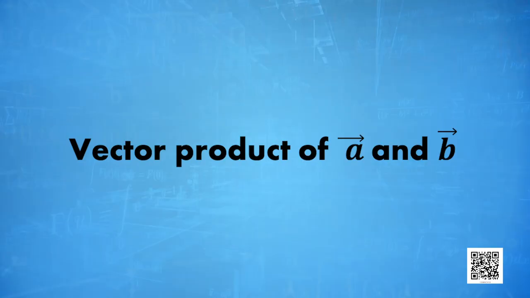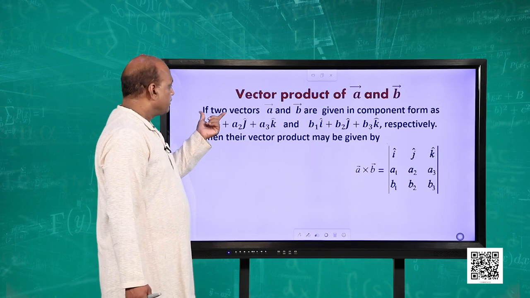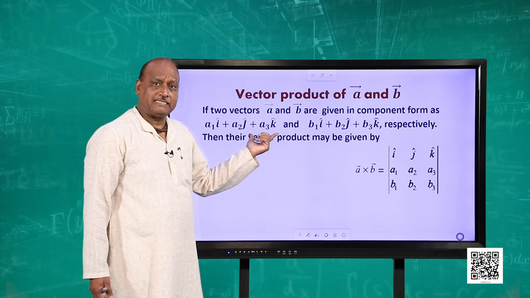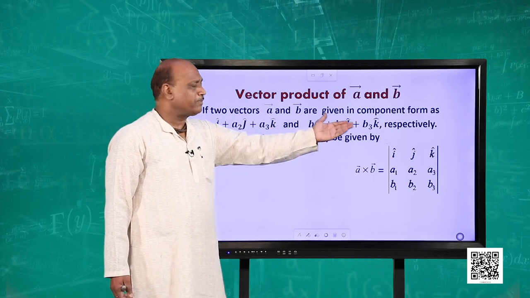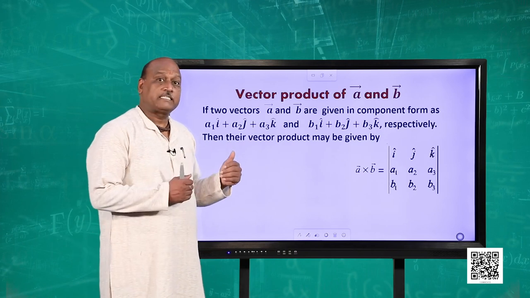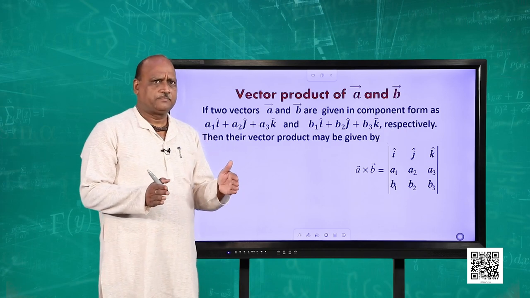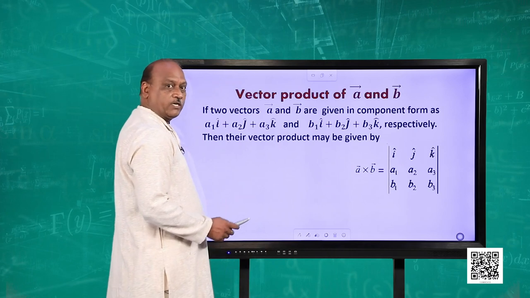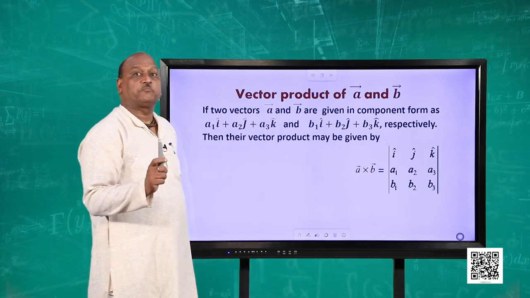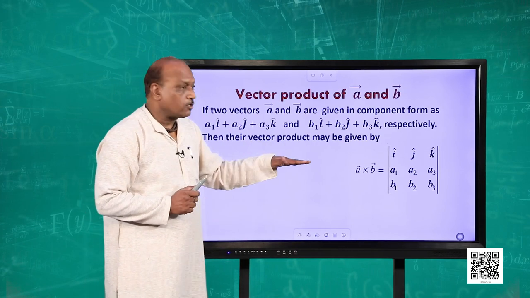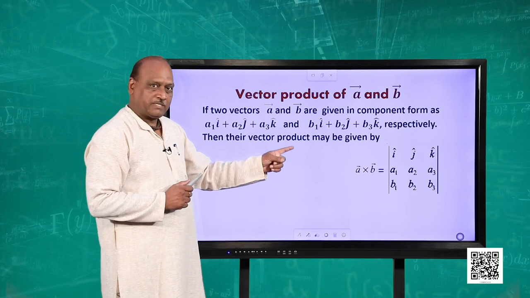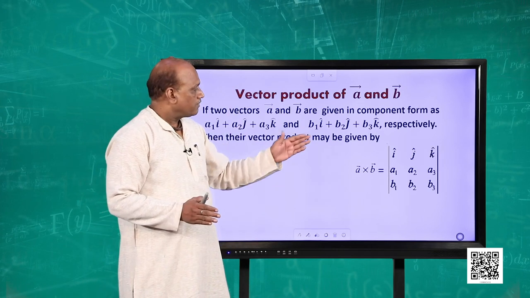Let's see more, the vector product of A and B. In a simple way, if two vectors A and B are given in component form as A1 i cap plus A2 j cap plus A3 k cap, and B1 i cap plus B2 j cap plus B3 k cap respectively, then their vector product may be found easily in determinant form. Just see, A cross B equals the determinant whose first row will be i, j, k, second row the scalar components of the first vector, and final row the scalar components of the second vector.